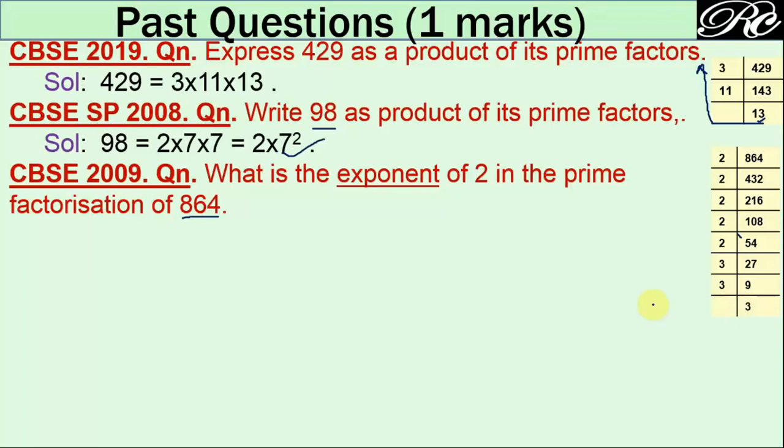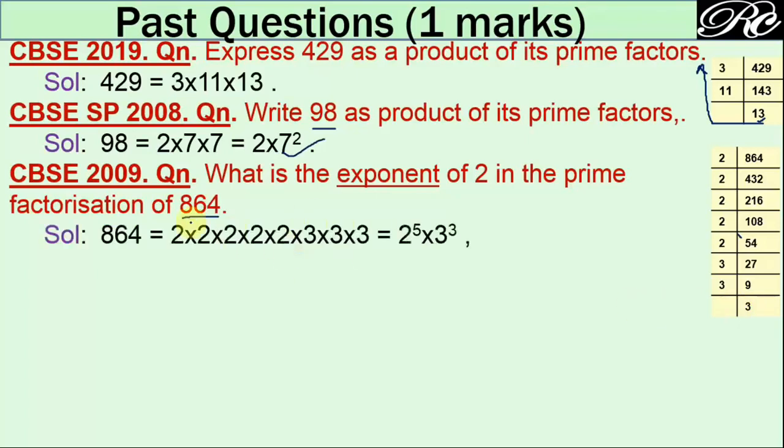Therefore, this 864 can be written as 2 to the power 5 into 3. Here we have to get the exponent of 2, meaning the power of 2. So here we are getting the power of 2 is 5. It may be asked for the power of 3, then it will be 3. It may be asked to get the sum of the exponents. At that time it will be 5 plus 3, which becomes 8.